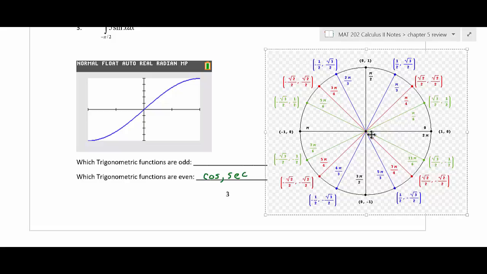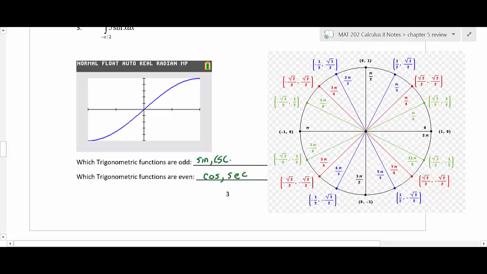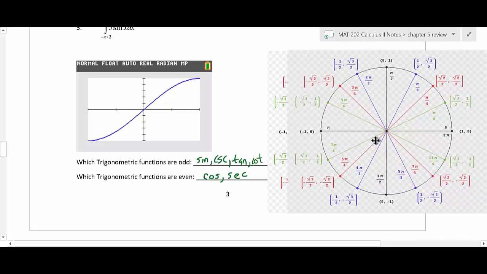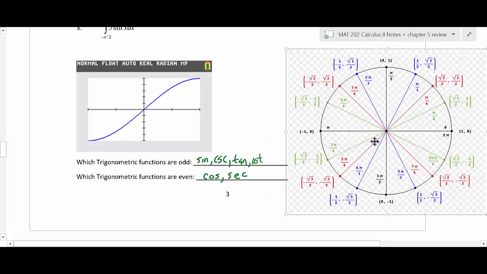So what you want to know is, and it's helpful to just remember this, the way I remember it is, the cosine and secant are even, everything else is odd. So your odd functions would be like the sine, the cosecant, the tangent, and the cotangent, like that. Okay? So those are your even and odd functions. The other way to remember that is to remember the graphs. So one thing that's a good thing to do is review the graphs of the six trig functions as well.